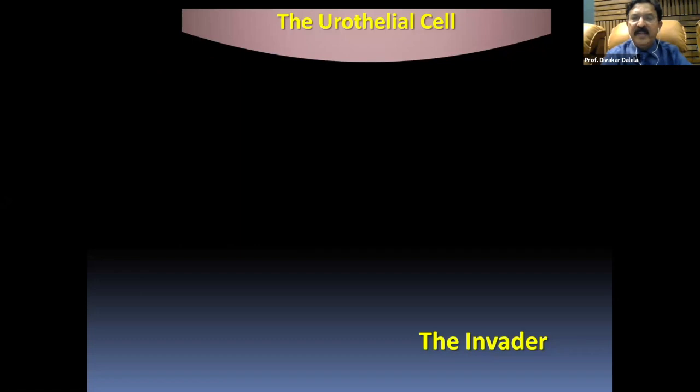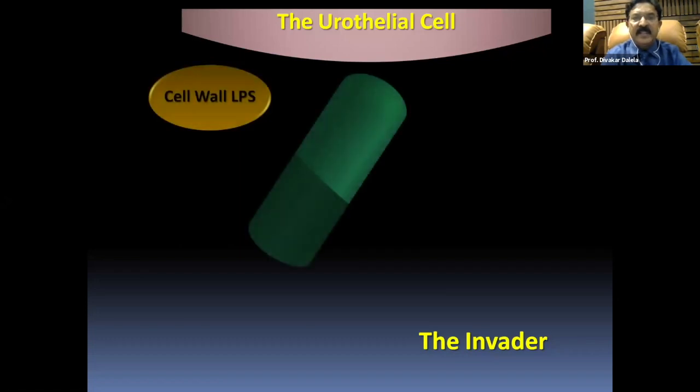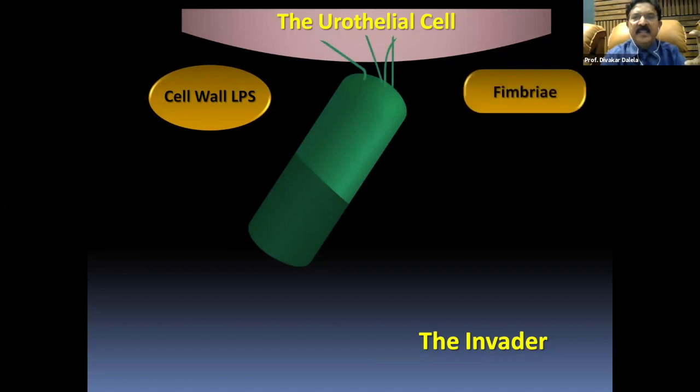If you look at this invader, the bacteria, this bacteria has a shell first of all, which is a cell wall, which gives protection. Then this bacteria has a brushy surface. I showed you that in this animation.